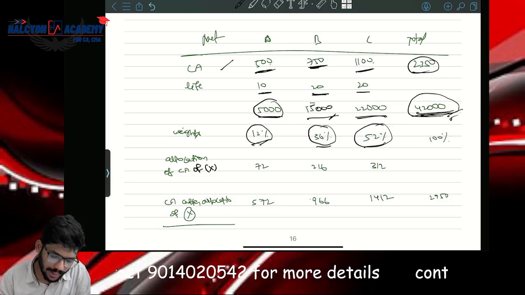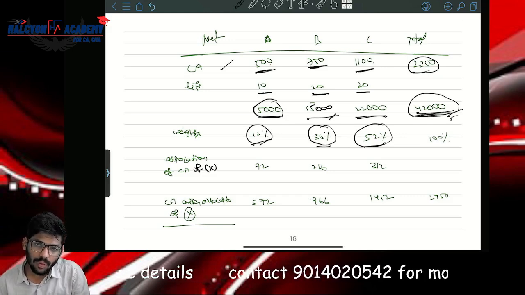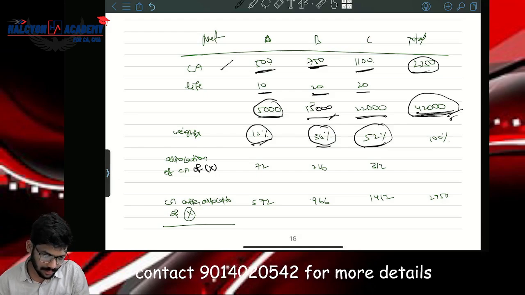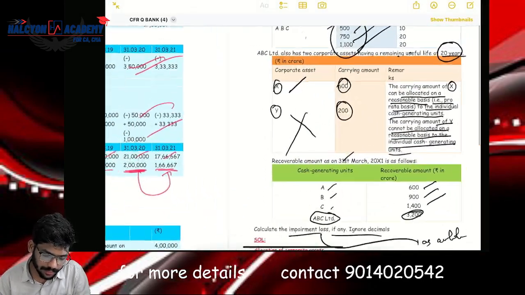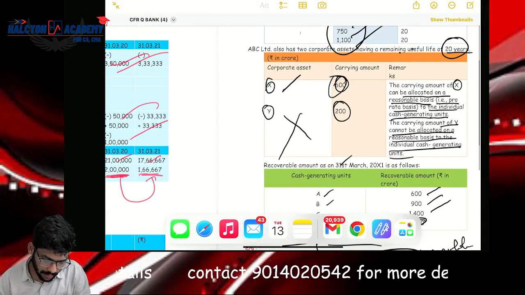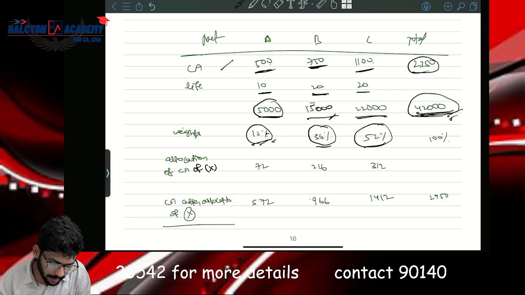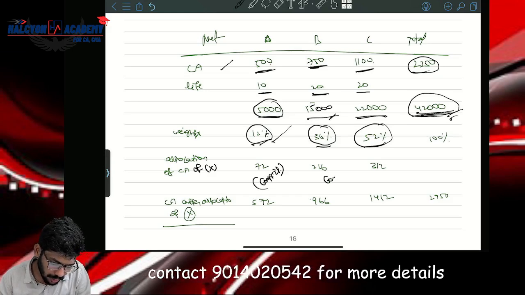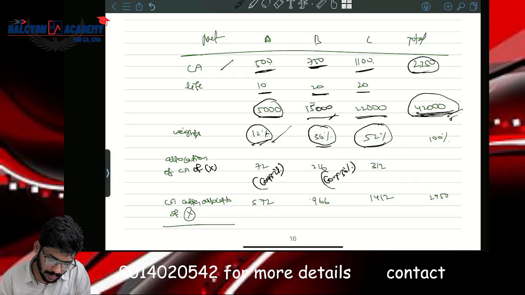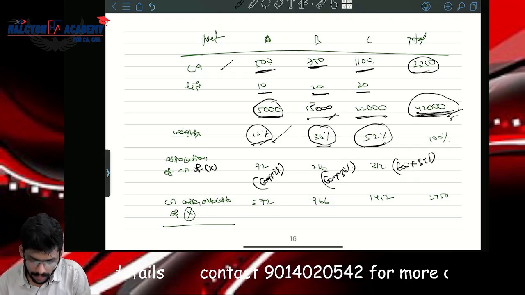Based on these weights, you can allocate the corporate asset X. What is the carrying amount of corporate asset X? Go to the question: 600. So allocate that 600 in the ratio: 600 into 12%, 600 into 36%, 600 into 52 percent. You will get 312.